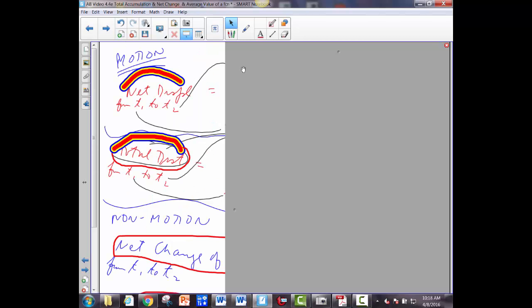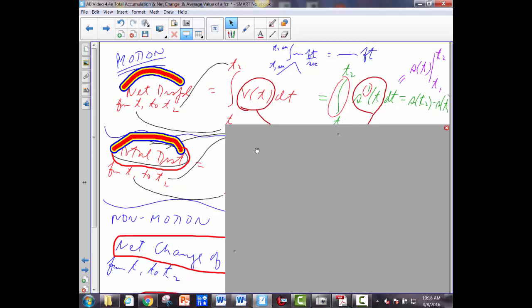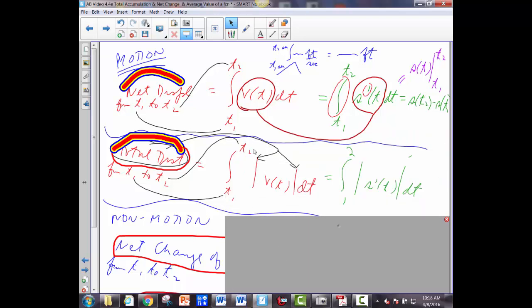For motion, the net displacement will always equal the integral from time 1 to time 2 of v of t dt, i.e. the integral from time 1 to time 2 of s prime of t dt, which will give s of t, because when you integrate the derivative of s of t, you just get s of t from t1 to t2, and that'll be s of t2 minus s of t1. The total distance, on the other hand, you'll need absolute values.